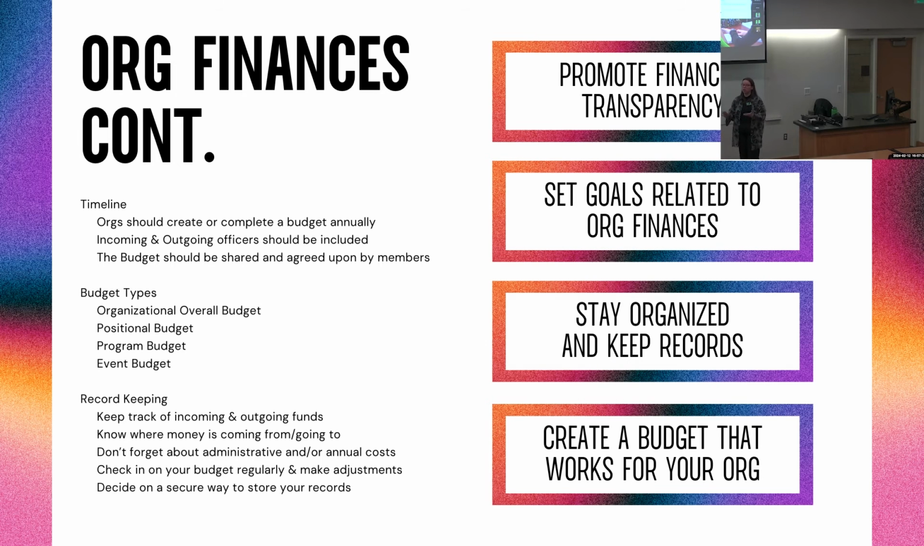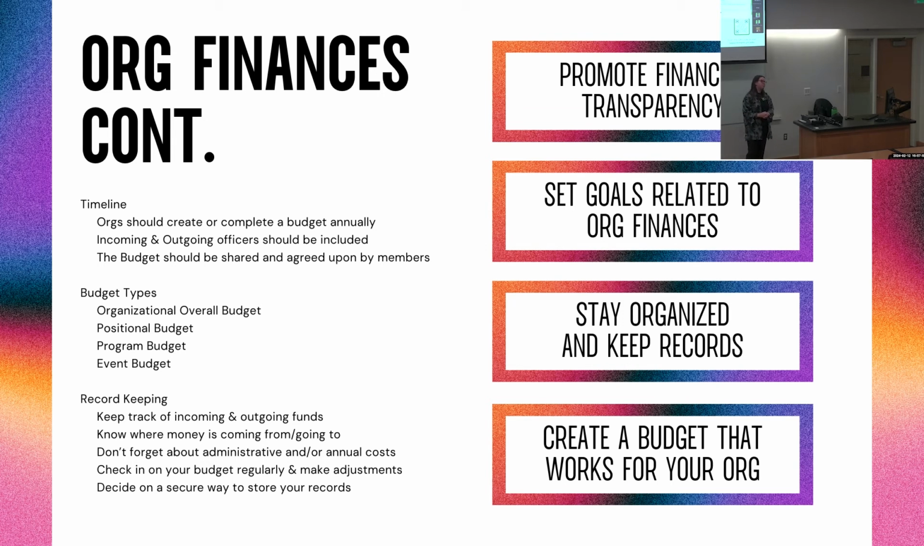It's important to make sure that y'all know when those are going to go out. It's also important to keep checking in on your budget regularly and make adjustments as needed. If you are $500 below what you expected to spend on your social budget for that semester, and you're not wanting to carry that money over, it's important to reallocate and figure out where those funds are going to go. And then it's also important to decide on a secure way to store your records.